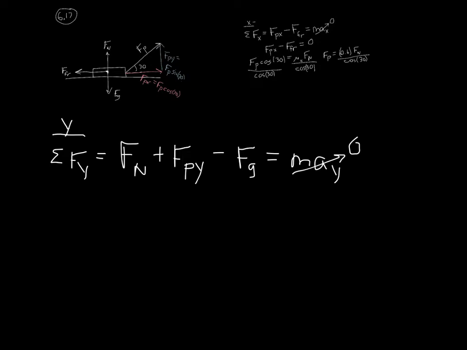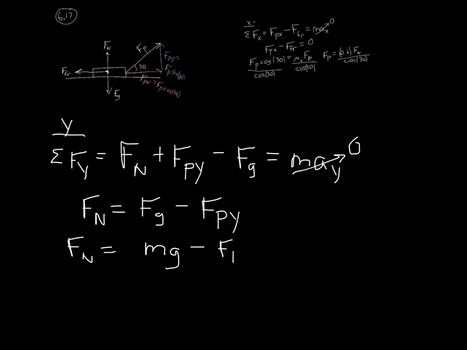Okay. What are we looking for here? What do we want to get? We want to get Fn. So let's get Fn by itself. Fn is going to be equal to Fg, add Fg to the other side, minus Fpy. So Fn, what is Fg? Mg. Fg is Mg. What's Fpy? Fp sine of 30.